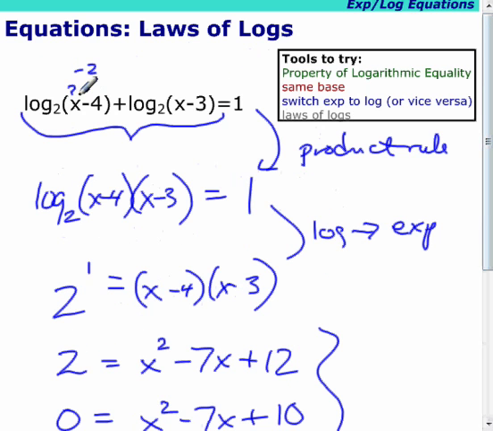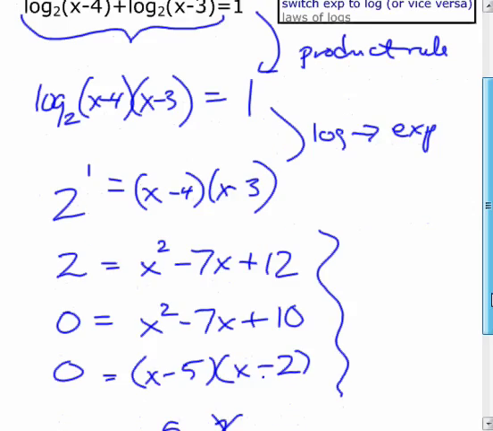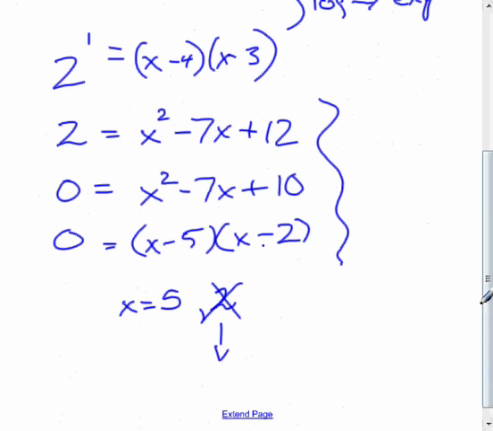Let's try 5. Will it work? 5 take away 4 is 1. Yeah, that's okay. 5 take away 3 is a 2. Yeah, that's okay. And if I follow that one through in checking, it certainly will come out. Okay, so those are most of the examples of types of equations that you can get with logarithms.